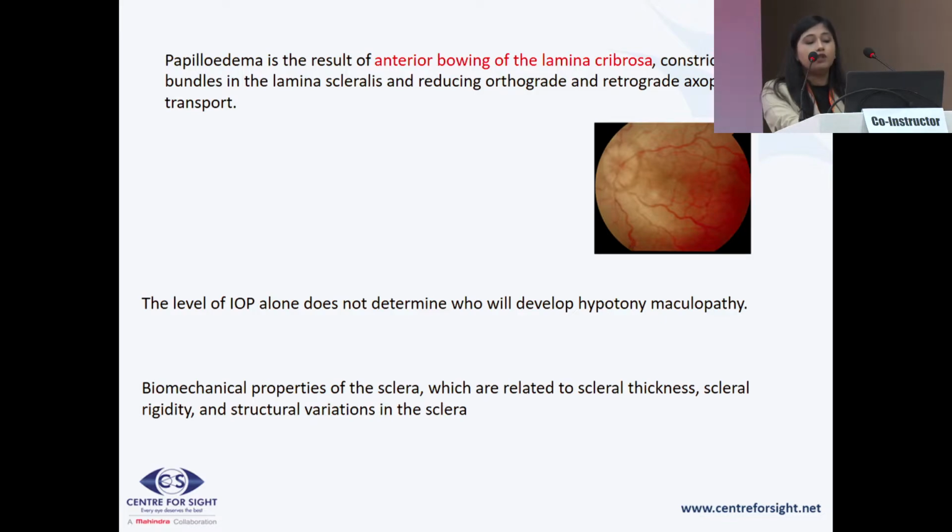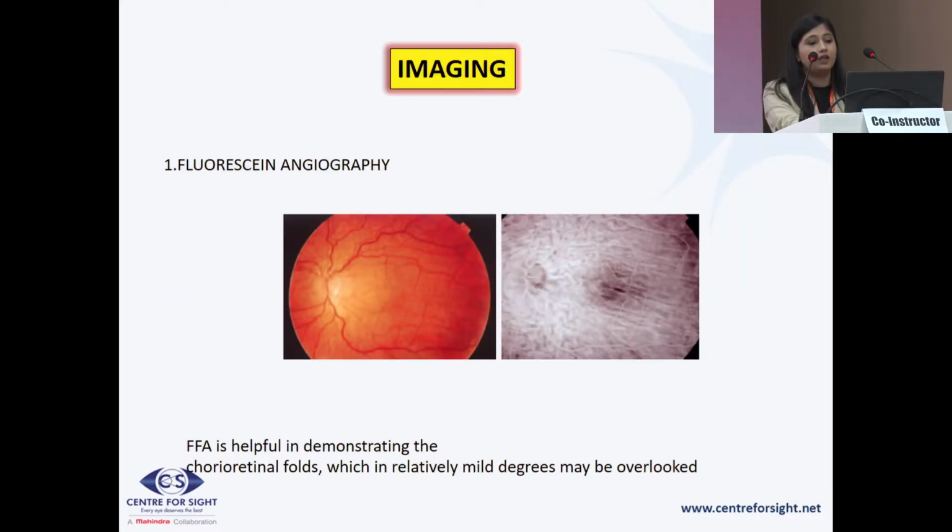It depends mainly upon the biomechanical properties of the sclera, that is, the scleral thickness or scleral rigidity. Therefore, those young patients or high myopes have thin sclera and low scleral rigidity, and they're more prone to develop maculopathy. We can do imaging techniques to see the chorioretinal folds.